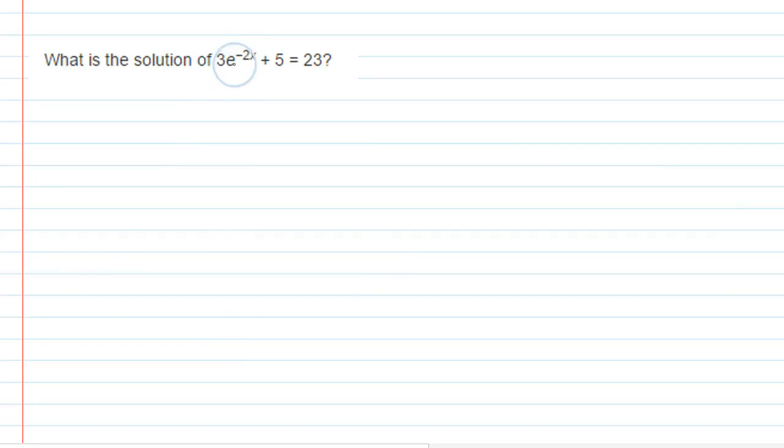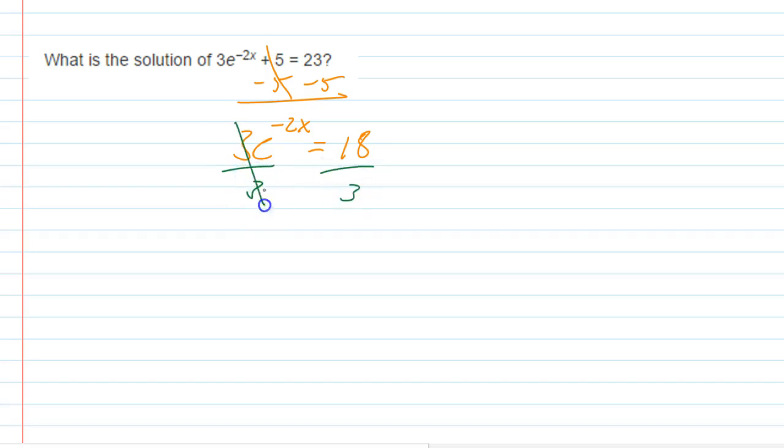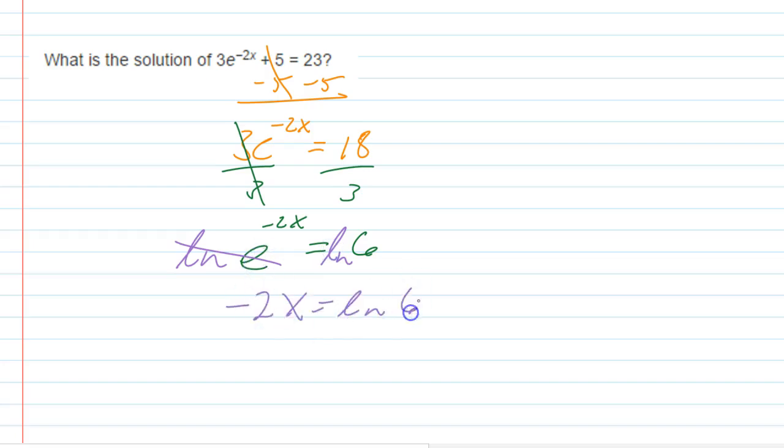Here's one that looks a little more difficult, but in the end it's pretty much the same. First thing you want to do is isolate that e, get the e by itself. So instead of simply starting with a log, we're going to start by subtracting the 5 from both sides, giving me 3e to the negative 2x is equal to 18. Now we can divide both sides by 3. That leaves me e to the power of negative 2x is equal to 6. At this point, I can take the natural log to cancel out the e, which gives me negative 2x is equal to natural log of 6, and then divide both sides by negative 2, which gives me x is equal to negative natural log of 6 over 2.